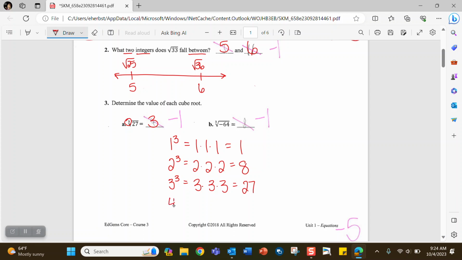We get to 4 cubed. 4 times 4 is 16. We probably don't know what 16 times 4 is off the top of our head, so we're going to have to do that math off to the side. 6 times 4 is 24. 4 times 1 is 4, plus 2 is 6. So we do get 64. But remember here it was asking for a negative 64, so we just put a negative on our answer. Negative 4 times negative 4 is positive 16, but positive 16 times another negative 4 takes us back to negative 64.